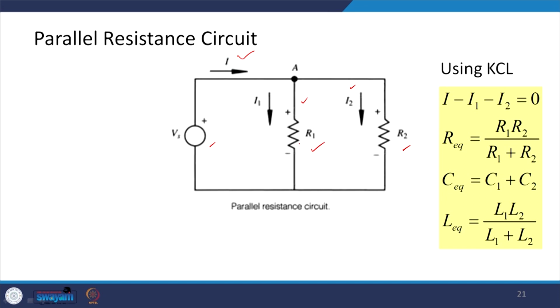Now, if I apply Ohm's law across R1 and R2, then I can find out the equivalent resistance for this one. So, R equivalent will be R1 R2 by R1 plus R2, and if I replace these resistors by capacitors of capacitance C1 and C2, then C equivalent I can find out as C1 plus C2, and similarly if I replace this with inductance, then I can find out the L equivalent as L1 L2 by L1 plus L2.